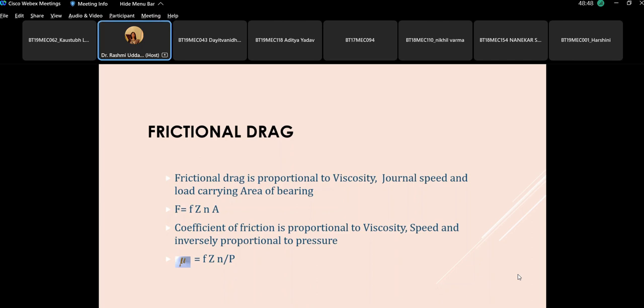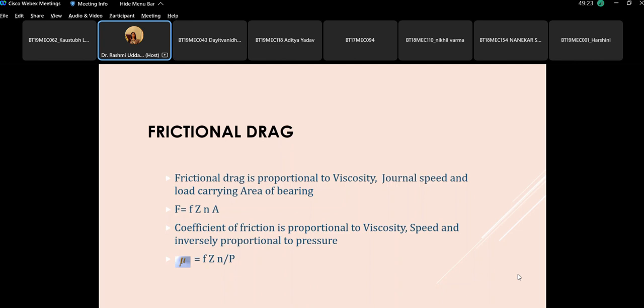What is the next graph? Figure 13.3. Next graph, same page. Vedant, you are there. Sommerfeld number versus coefficient of friction. So we are coming to what is the Sommerfeld number. For solving these numericals, we'll be referring to all these graphs. If you can quickly turn pages.